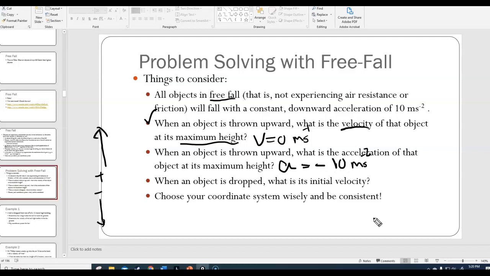And so if you said the acceleration is 0 at its maximum height, then you're still confusing velocity and acceleration. Make sure you clearly understand the difference between those two things. Velocity has to do with how fast you're moving and in what direction. Acceleration has nothing to do with how fast you're moving or what direction you're moving. The acceleration tells you how quickly your velocity is changing and in what direction your velocity is changing. Not what direction you're moving in, what direction your velocity is changing in.